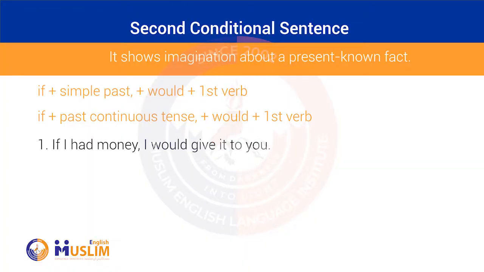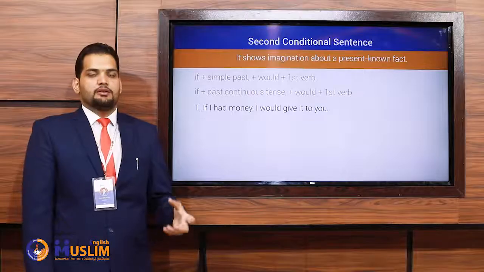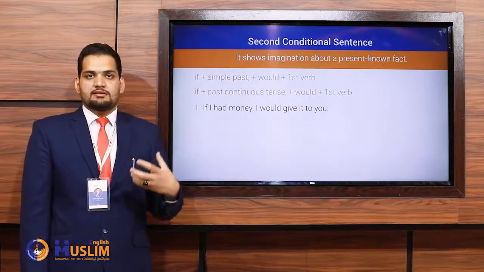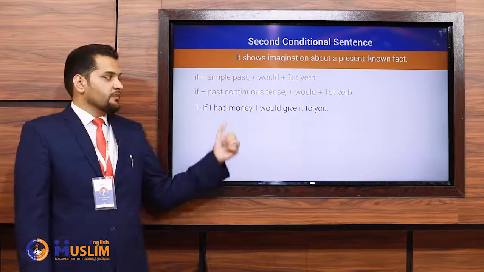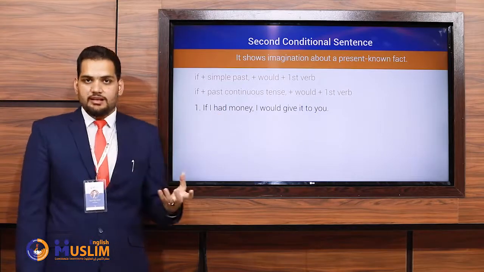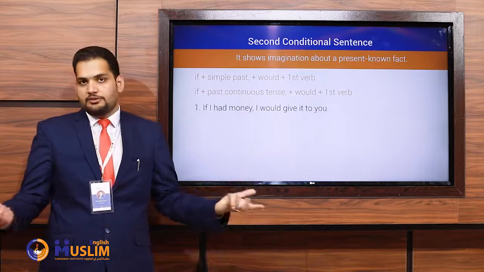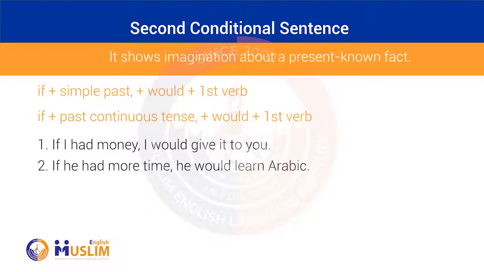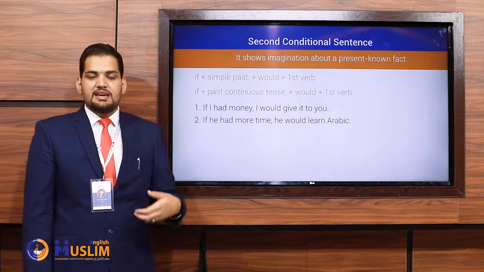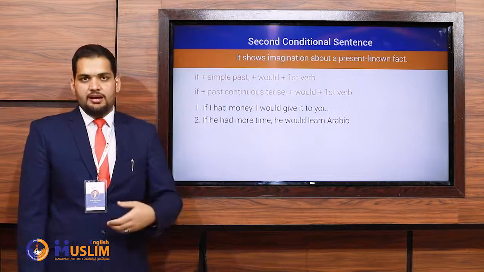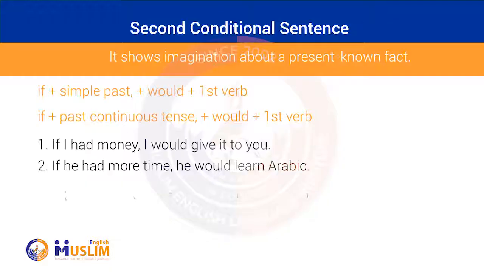For example, number one, if I had money, I would give it to you. I am imagining in this sentence about a fact. If I had money, it means I don't have money. I would give it to you. If I don't have money, I would not give it to you. Number two, if he had more time, he would learn Arabic. It means that he doesn't have more time and he cannot learn Arabic.